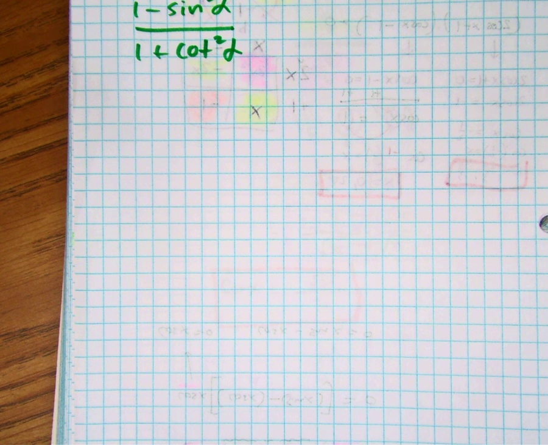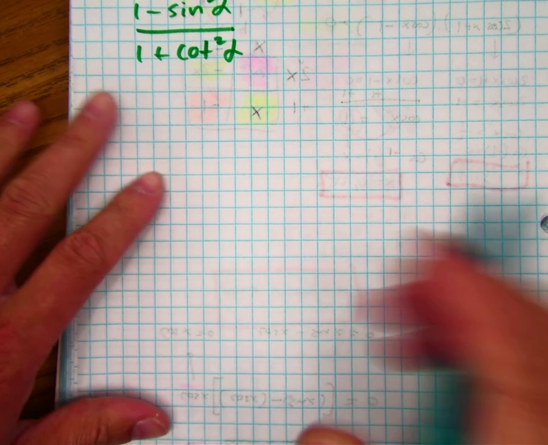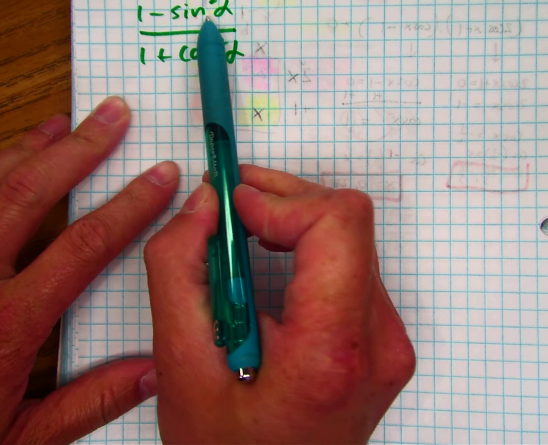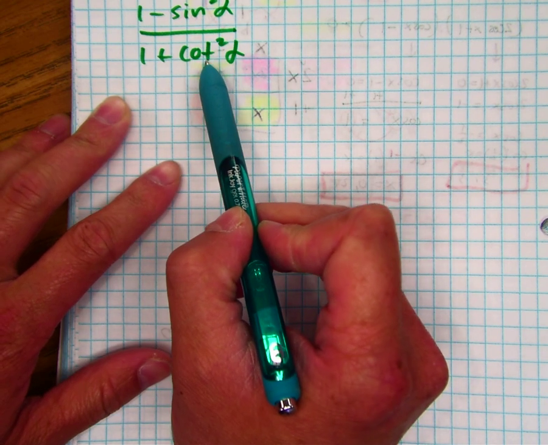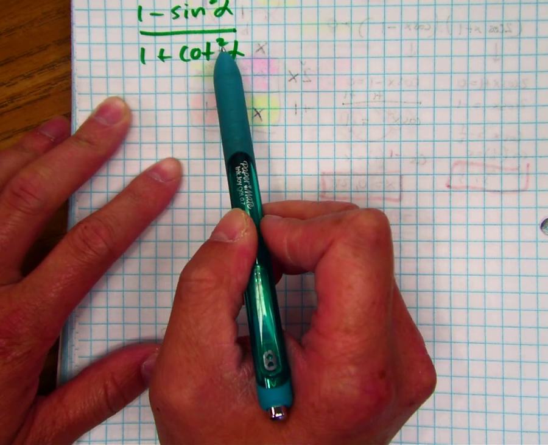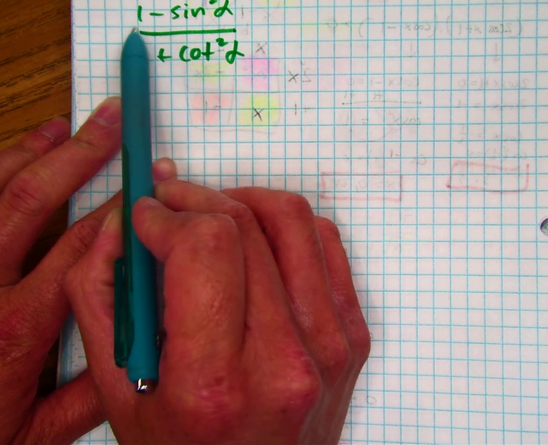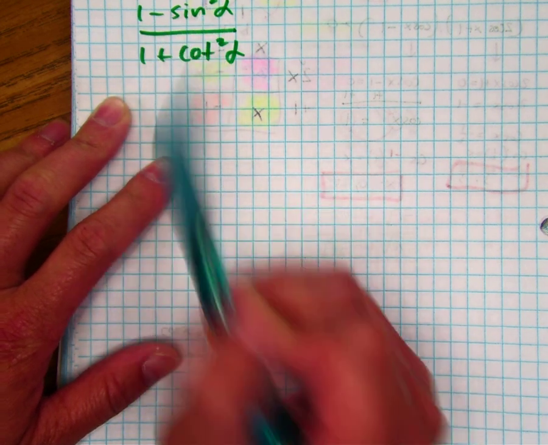Alright, this problem tells us to use the fundamental identities to get an equivalent expression using sine and cosine. Well, I noticed that this one's already in sine and this one's not in a sine or cosine. This looks a little suspicious. 1 minus sine squared theta.